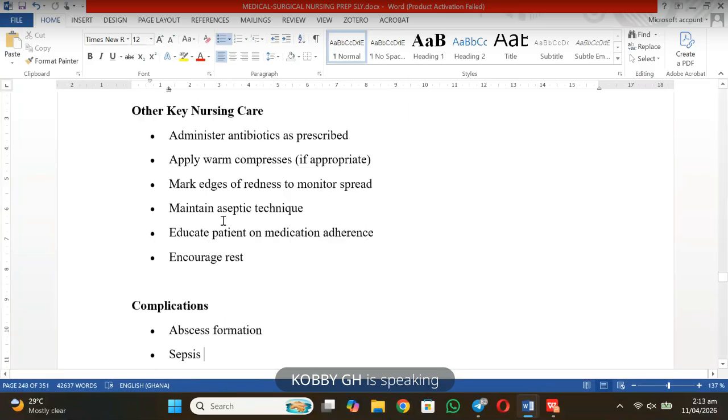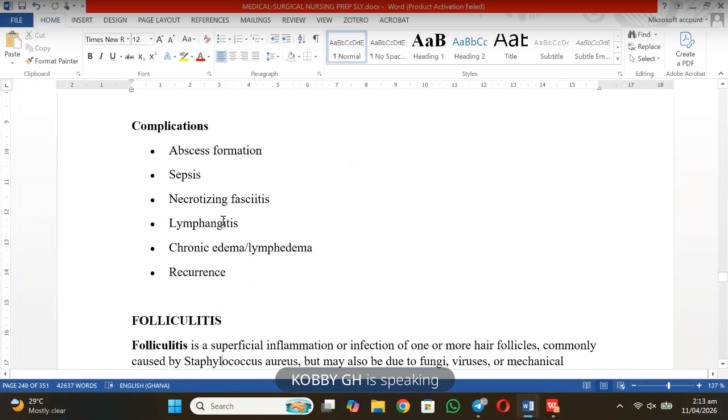Okay, so basically, that is it for cellulitis. One common complication that can occur is sepsis. Again, there can be recurrence of the condition. In fact, most patients who experience cellulitis tend to experience recurrence if care is not taken. So recurrence of the condition is very common.